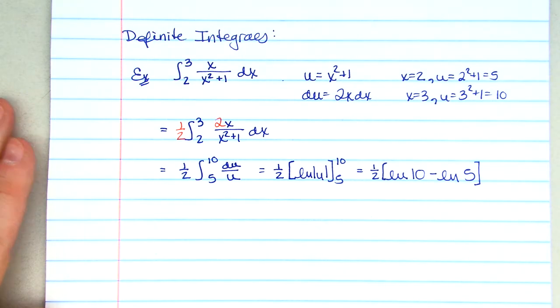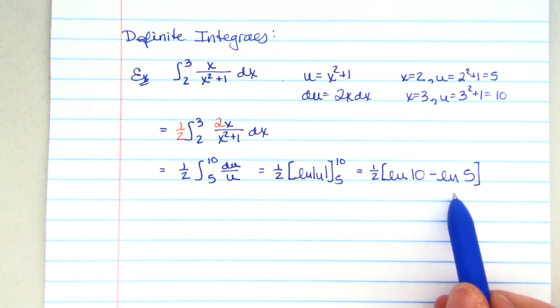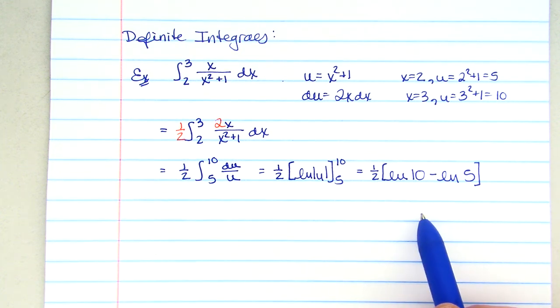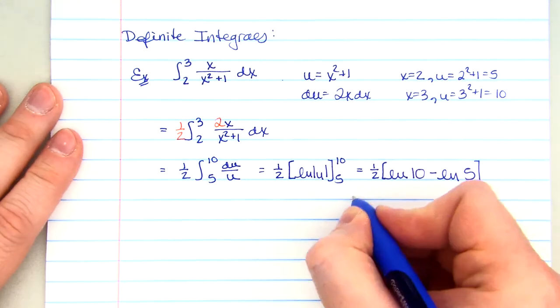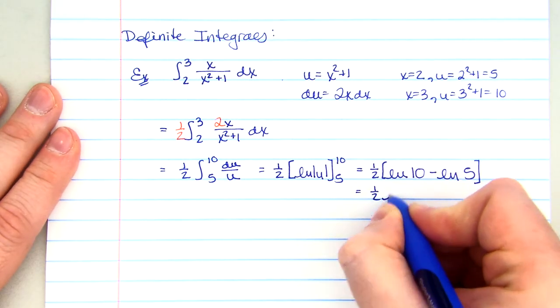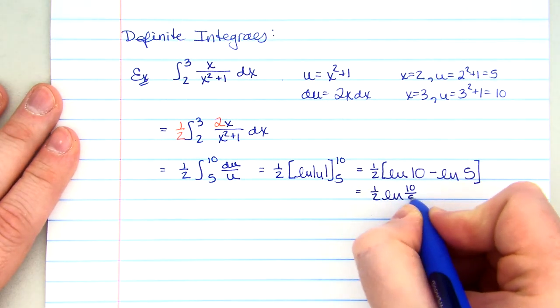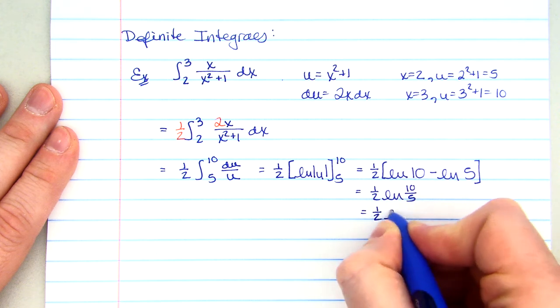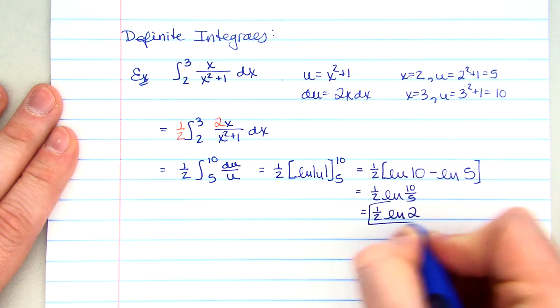That's it. However, when you do these problems, I do not want multiple natural logs in your answer. I want a single natural log. How do you subtract those things? You divide the stuff inside. So this is 1/2 times the natural log of 10/5. Or how about 1/2 times the natural log of 2? And I'd be okay with that.